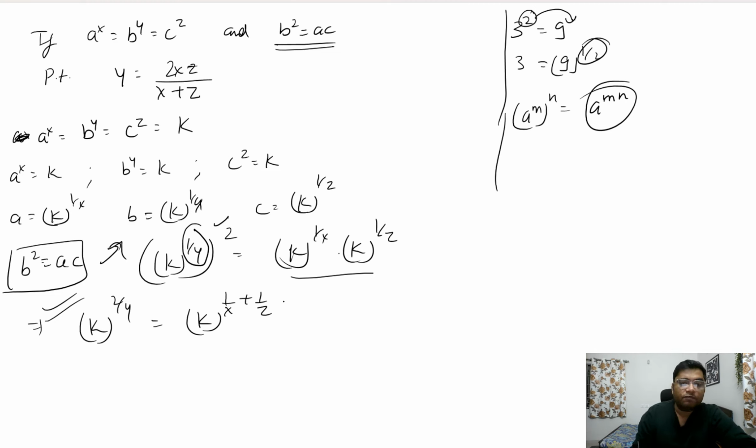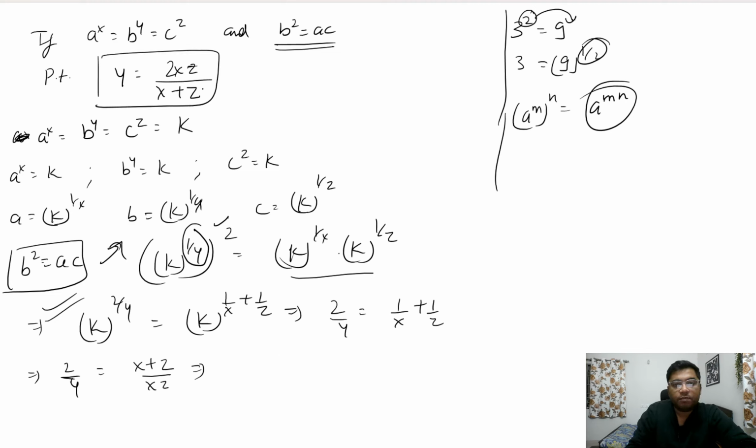Now in the next step, since the bases are the same, we can equate the exponents. 2 by y is equal to 1 by x plus 1 by z. If I simplify this further, what do I get? I get 2 by y is equal to x plus z over xz. I didn't do anything special. Hold your horses. This is just taking LCM. You have added two fractions all your life. That's exactly what I'm doing. Nothing special, please.